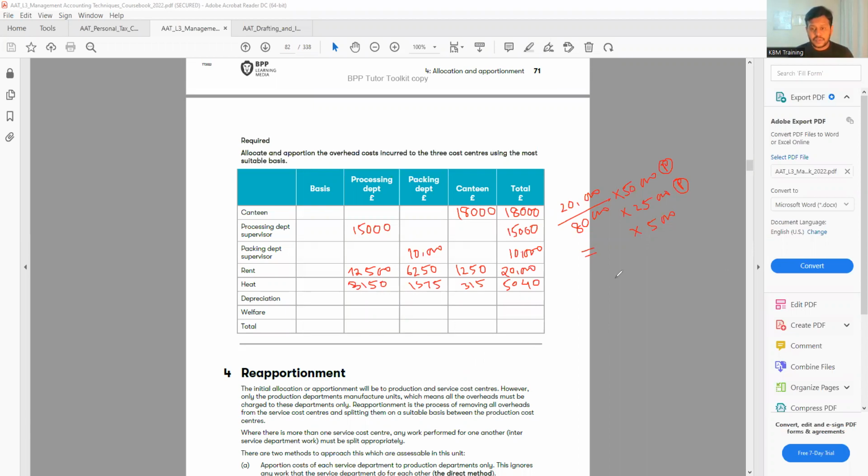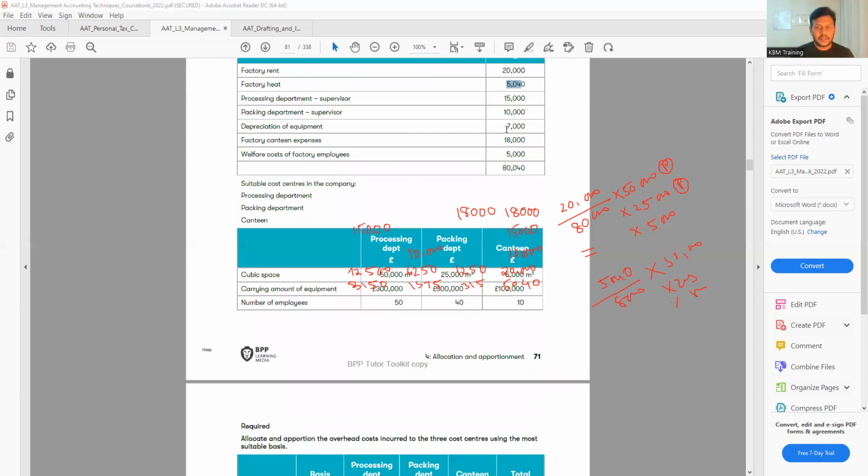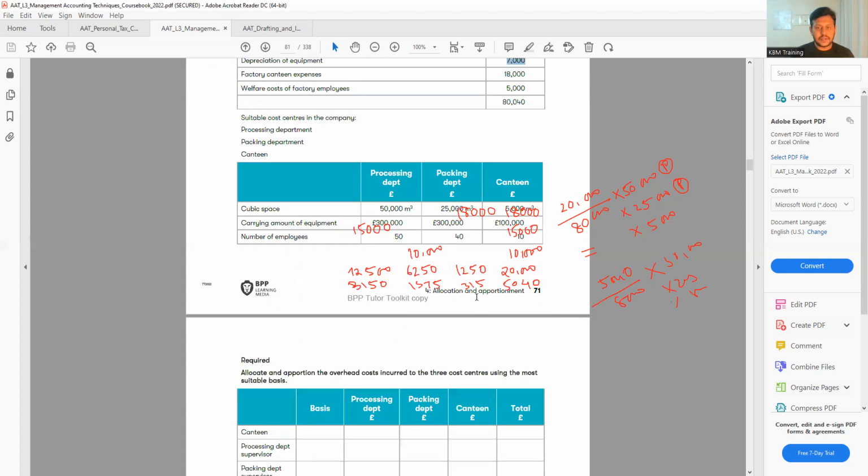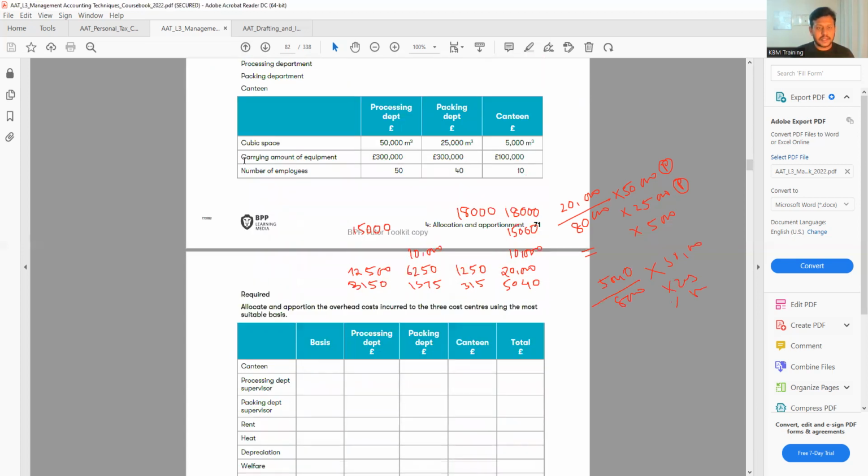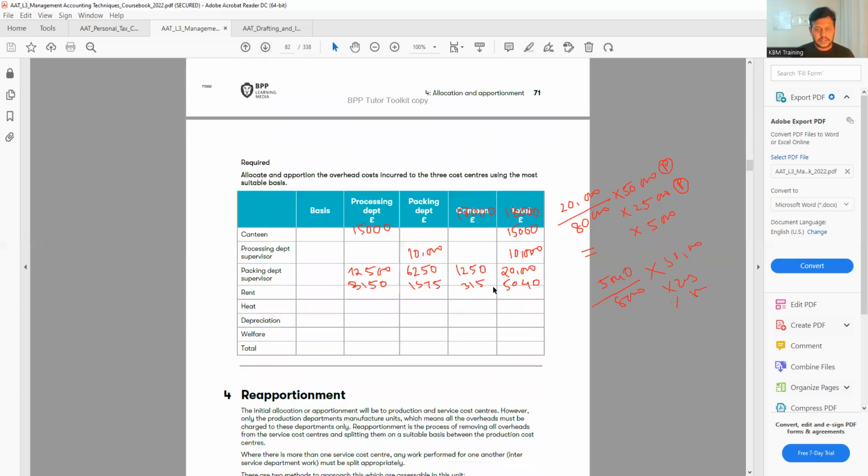So we do 5040 divided by 80,000 times by 50,000. Then we do times by 25 and times by 5,000. Same story. All right, the depreciation. Now into the depreciation. The total depreciation we have is 7,000. So this 7,000 you have to split by using the carrying amount of the equipment. That is 3, 3, and 1. That is 7. So let's do that.